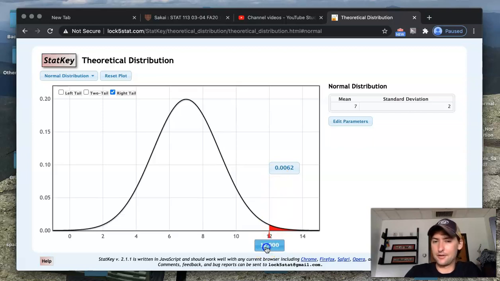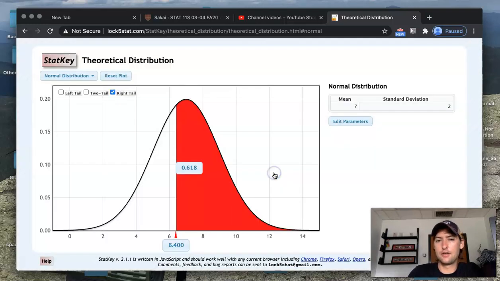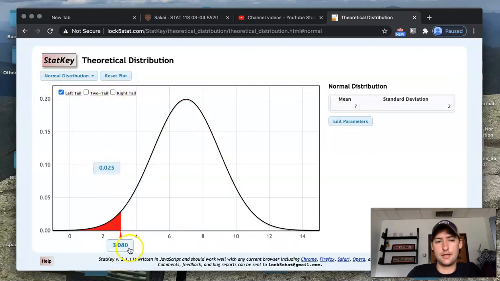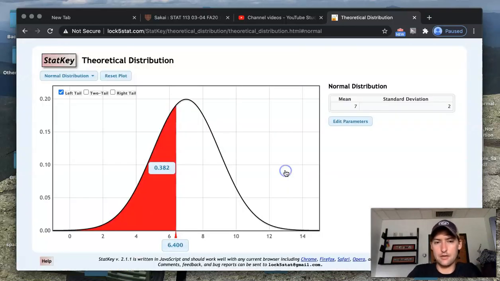All right, and so we would just change this to be 6.4. We wanted a less than, not a greater than, so I'm going to change that back to a left tail. And it changed that too, so I have to do the extra step of entering it again, and we find that the percent is 38%.